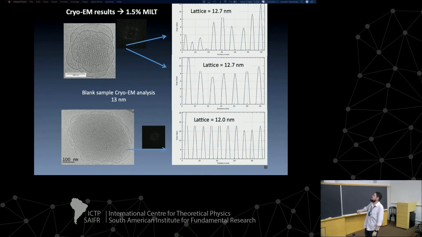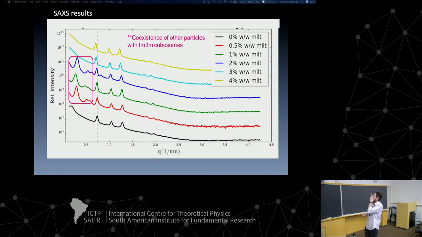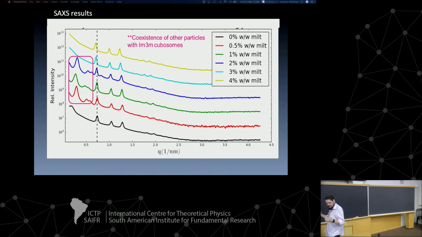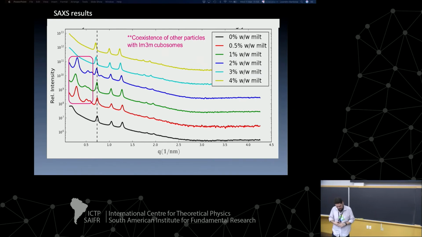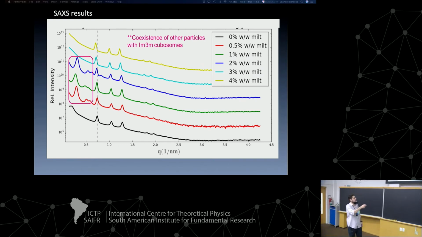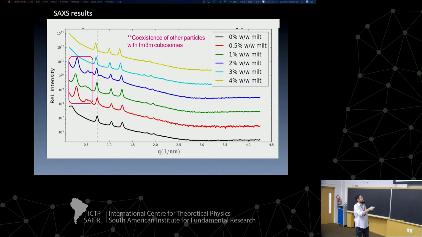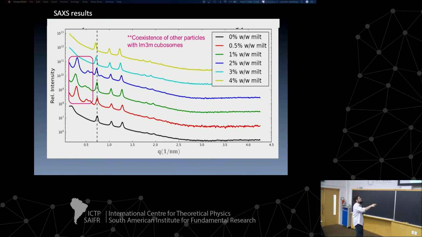These are some examples of the latency parameters. And then we started to see how much miltefosine we are able to load in our cubosomes. So we increased the miltefosine concentration up to 4%. At 4%, we have this curve here. And you see, this is in the absence of miltefosine. This is increasing miltefosine concentration.